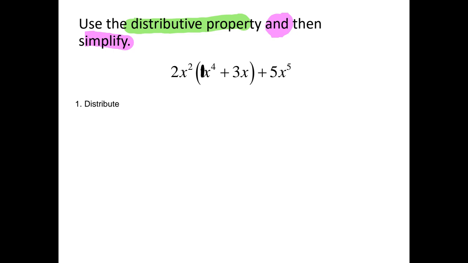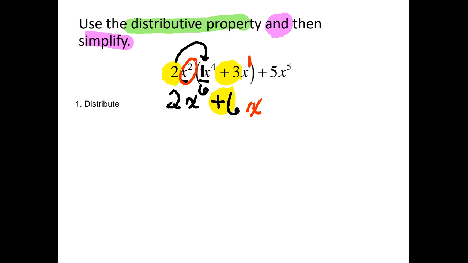This 2 is multiplying by 1 to give me 2. X2, x4 is x6. This 2 multiplies by a positive 3 to give me a positive 6. But notice, this has 2, this x has 1, which means this is x3. And then I have plus 5x to the 5th.